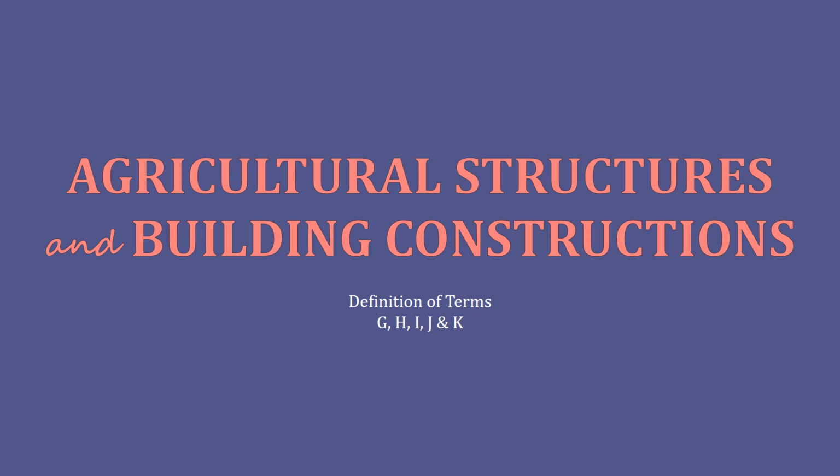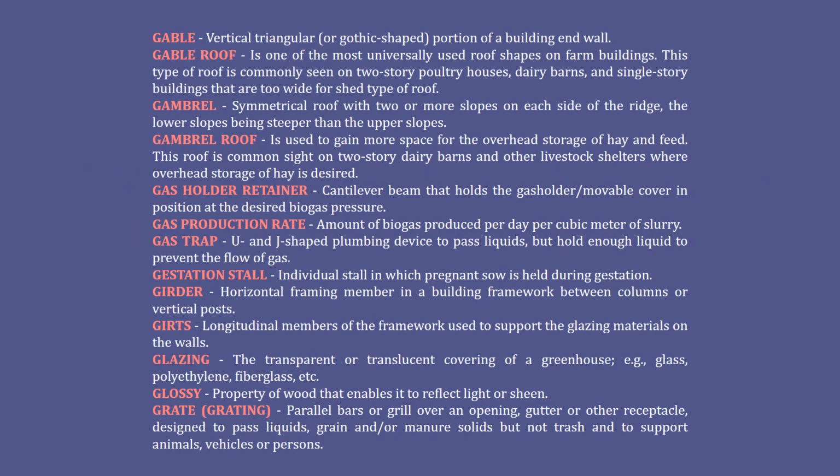This is Agricultural Structures and Building Constructions. Definition of terms, G, H, I, J, K. Gable: vertical triangular, or Gothic-shaped portion of a building end wall. Gable roof is one of the most universally used roof shapes on farm buildings. This type of roof is commonly seen on two-story poultry houses, dairy barns, and single-story buildings that are too wide for shed type of roof.